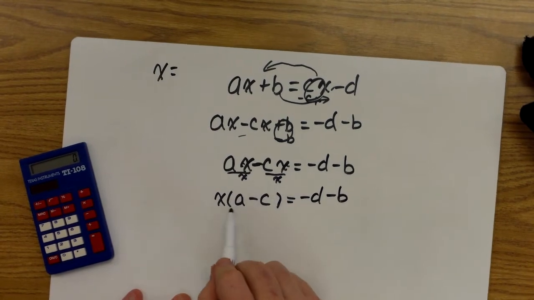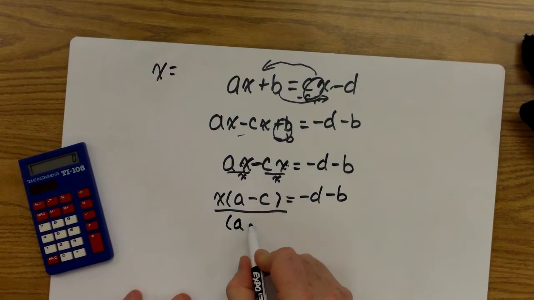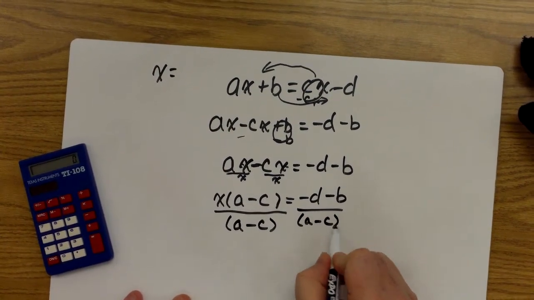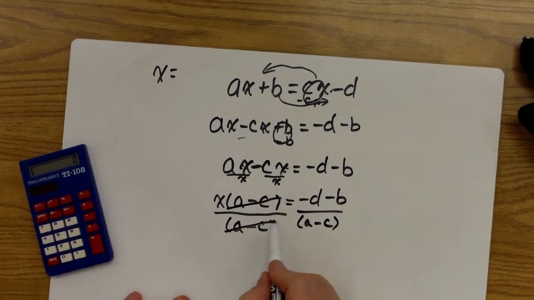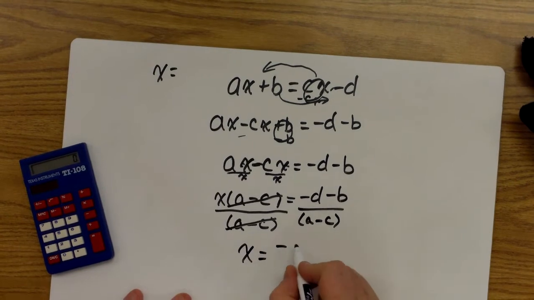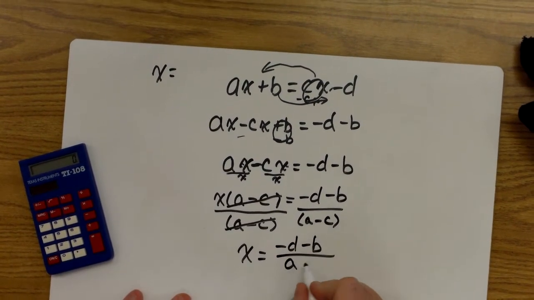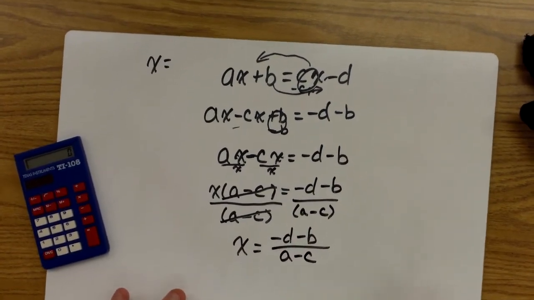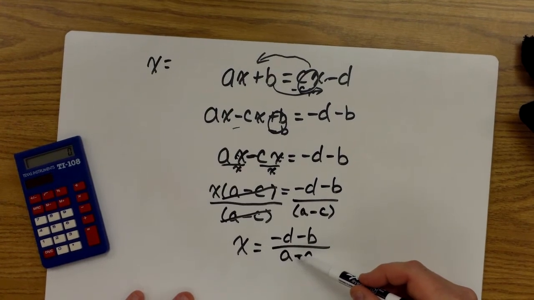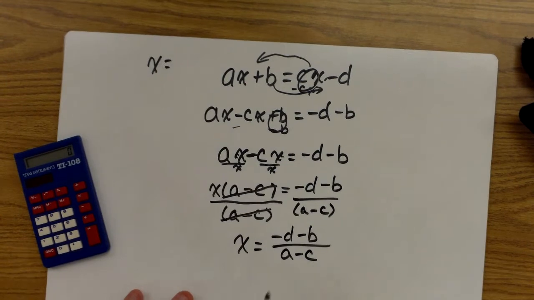And to get this expression detached from the X, we're going to divide both sides by A minus C. A minus C over A minus C is 1. 1 times X is just X. We still have a negative D minus B all over A minus C. Now we can rewrite this with a plus sign down here. Sometimes we don't like to have the minus down here. We would just multiply this whole thing by a negative 1. But for right now, we're just going to leave it like it is.